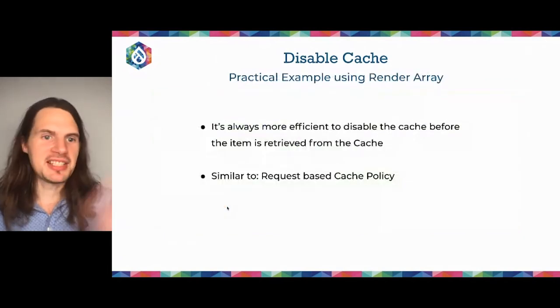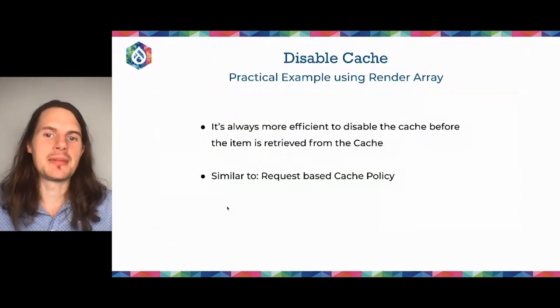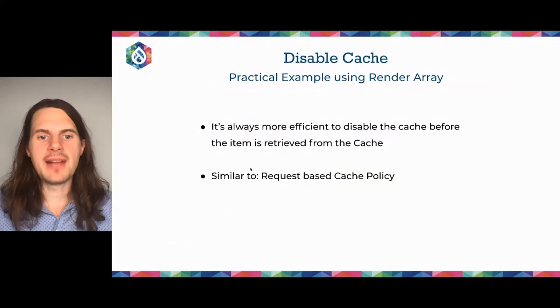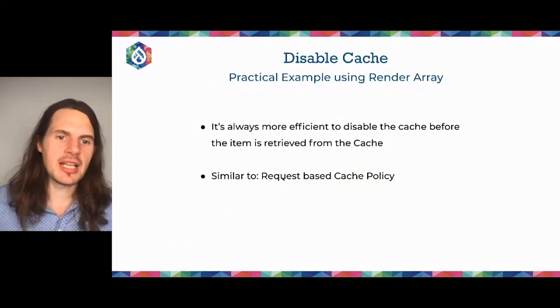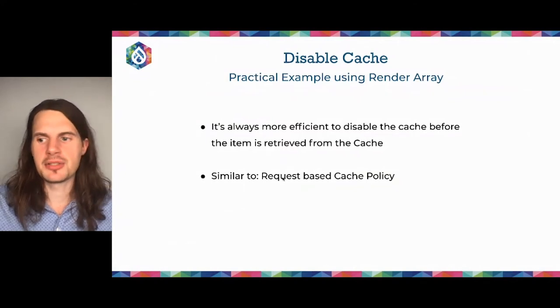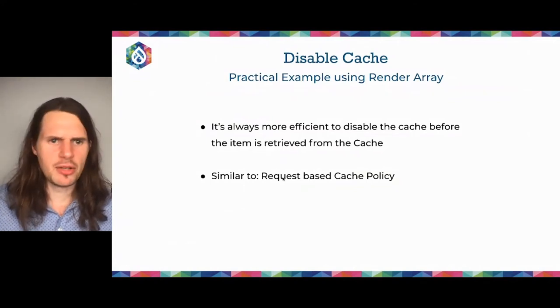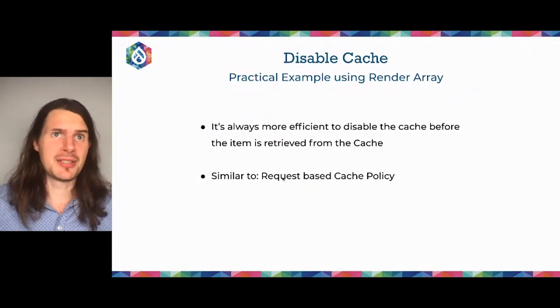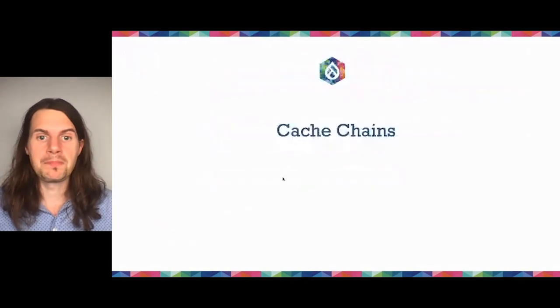Yeah, that's what I said. It's always more efficient to disable the cache before it's retrieved from the cache. And that's similar to a request-based cache policy. So for page cache, you have both request-based cache policies. So essentially, a request comes in, you say, is this cacheable? Yes or no. Or you have a response-based cache policy. Oh, this wasn't cacheable, so let's not store it. But we still try to retrieve it from the cache before.